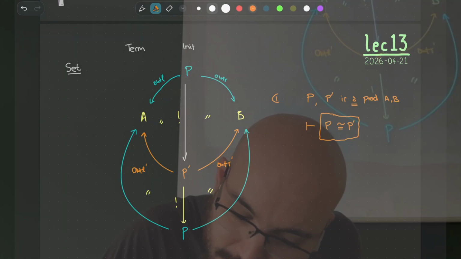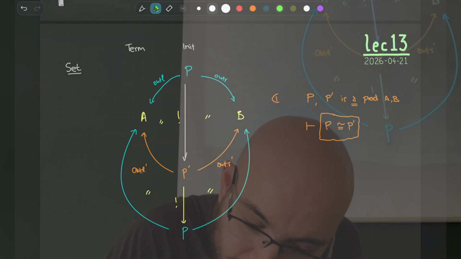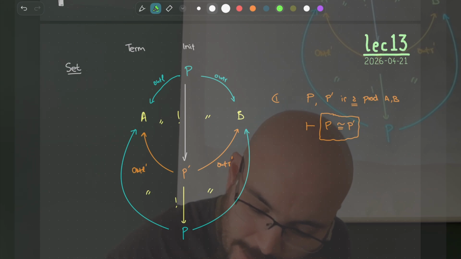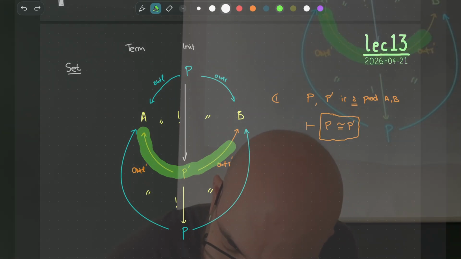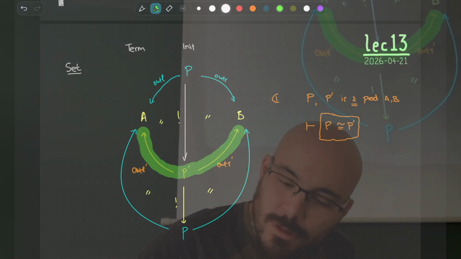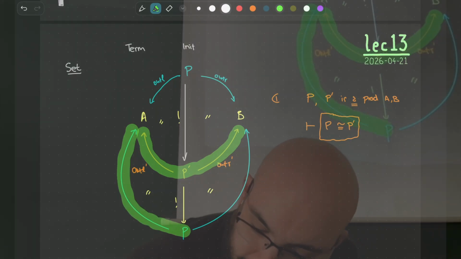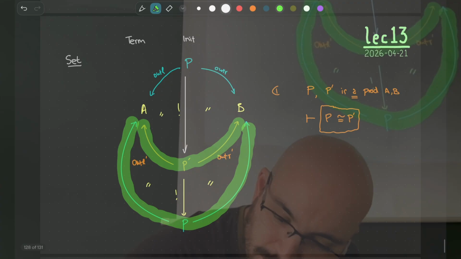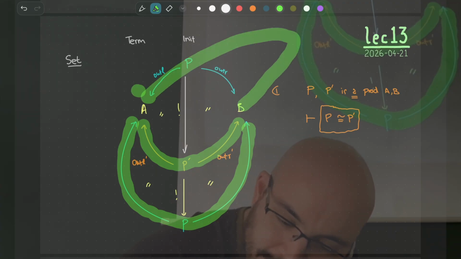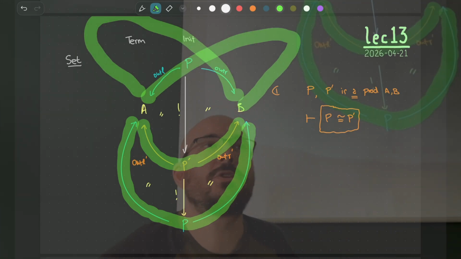Let's try to see if I can define a category whose objects are these kind of things. Like here's an object of this category, here's an object of this category. Here's another object of this category, another object of this category. Do you see what I mean?